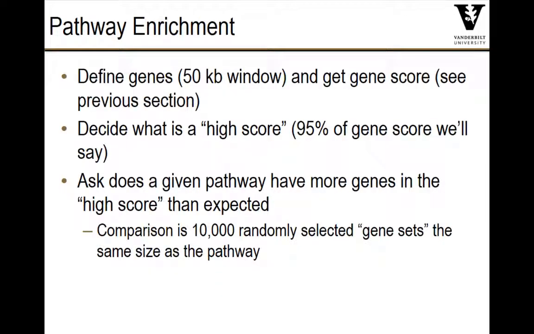So there's an analysis approach called pathway enrichment. And what you're asking is, given the associations that I have in my analysis, are there certain pathways that are showing up more than you would expect by chance? So the way that we do it is we define genes like we've already mentioned before.